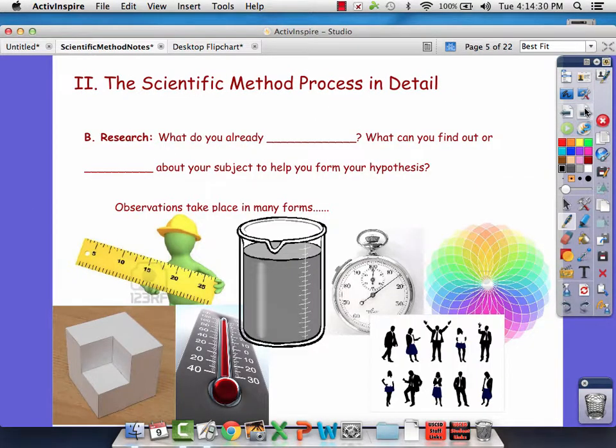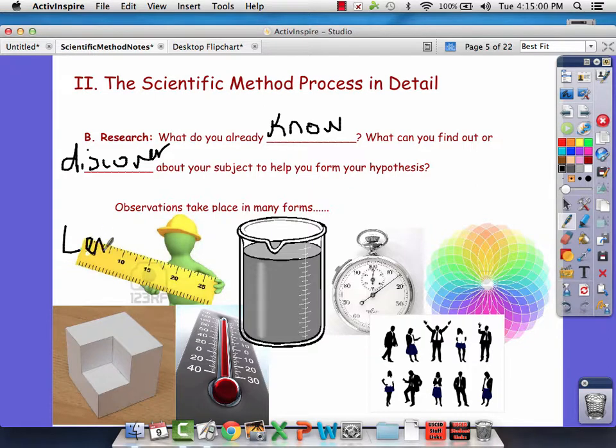The next part is to actually do some research. So you ask yourself the question, what do we already know? And then, of course, what can we find out or discover about your subject to help you form a hypothesis? Now we have all these observations, and this is part of what helps you do a little bit of research. You have to take observations. So these observations can take place in many forms, and I just have a few examples.